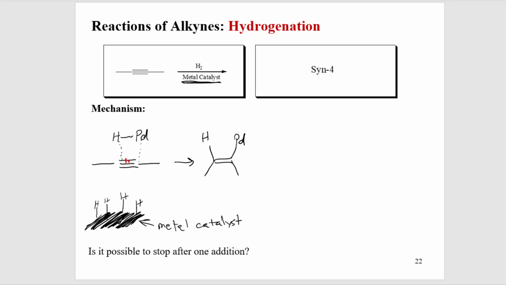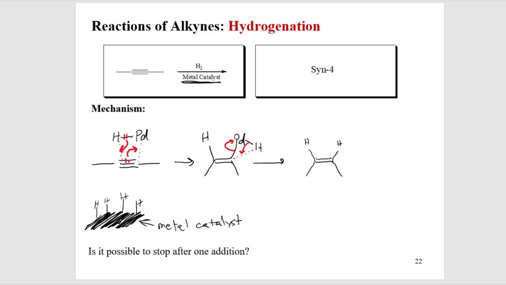Right? The pi bond acts as our nucleophile, making a bond with the palladium, making a bond with the hydrogen. And then because the palladium has lots of hydrogen adsorbed to it, it swaps out. It can reductively eliminate, giving us our final syn product. But how do you stop this train?